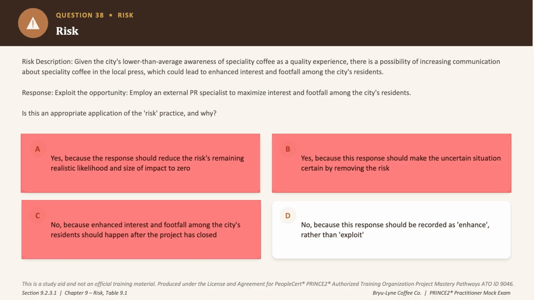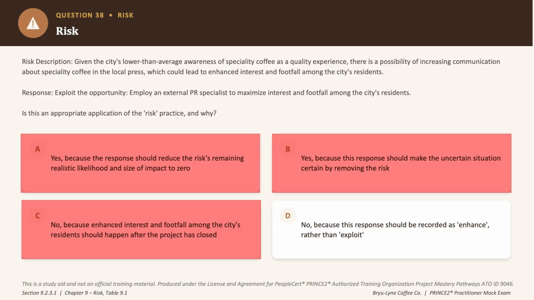Now option D is very interesting because it says no, because this should be recorded as an enhance rather than exploit, since the specialist increases the probability and impact without making the outcome certain, okay? And that is exactly the distinction.